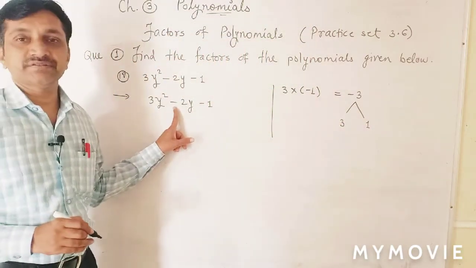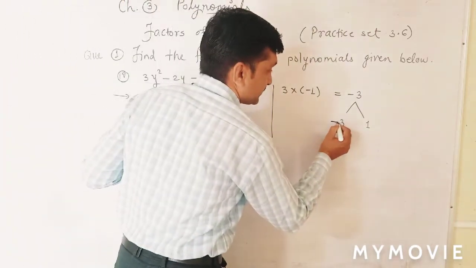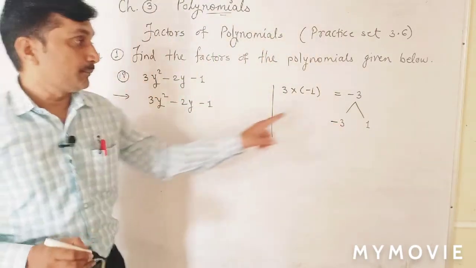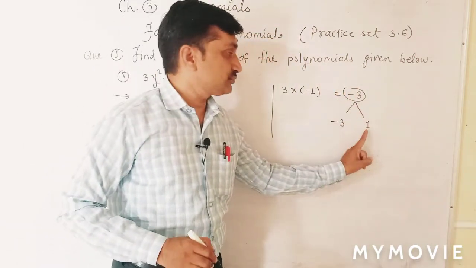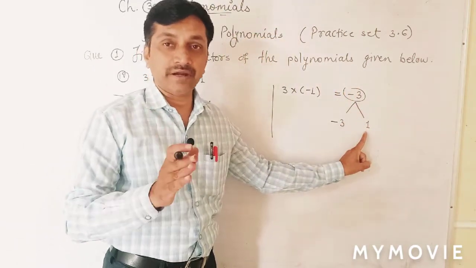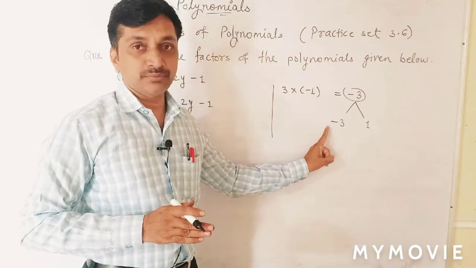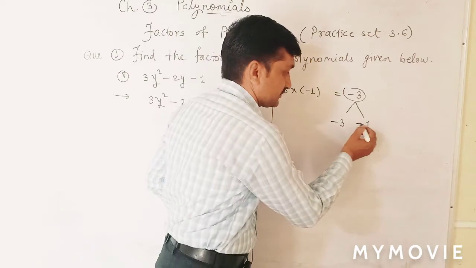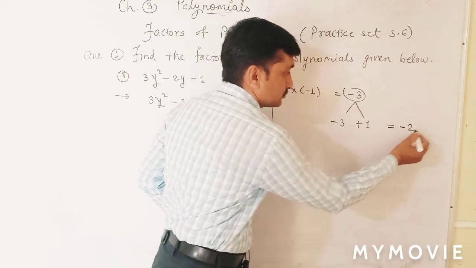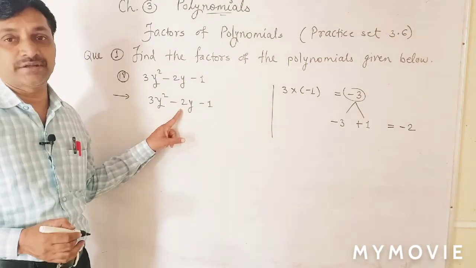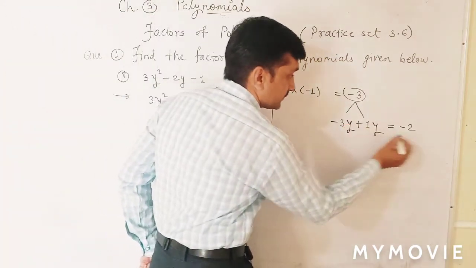Middle term sign is minus. Middle term sign, due to the bigger factor, is here minus. Product is negative. If product is negative, the sign of the smaller factor will be opposite of the bigger. And here bigger is negative, means minus, opposite of minus, plus. And if we do subtraction here, we get minus 2. And our middle term is also minus 2. What is the variable? Y. Y is here.